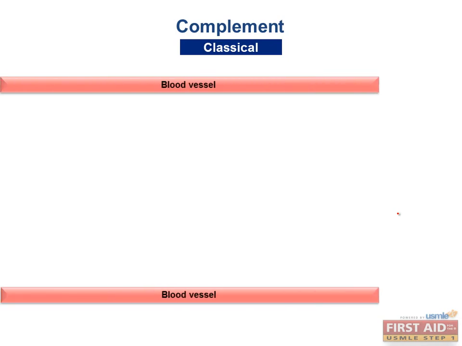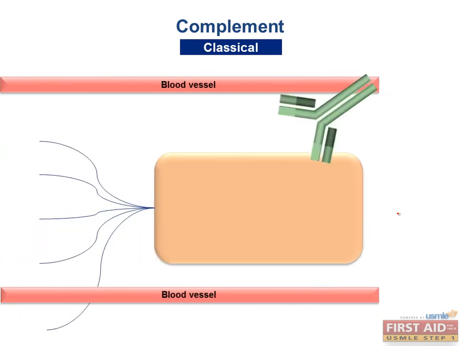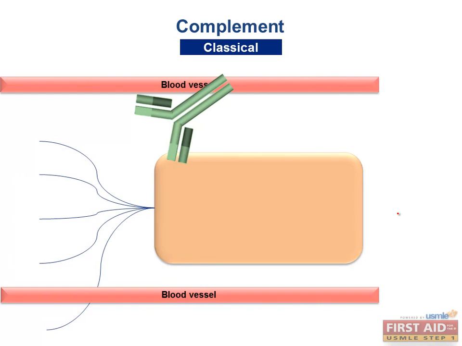Here we have a blood vessel, all right? Sample blood vessel. Here's a bacterium. Whenever there's an antibody, specifically IgG or IgM, that's how you can remember it. GM makes classic cars. IgG and IgM are associated with the classical complement pathway. All right? Got that? So, whenever there is an IgG or IgM binding to an antigen, such as this bacterium here, guess what? We activate complement. The classical complement cascade.